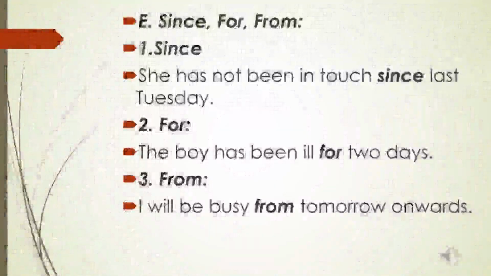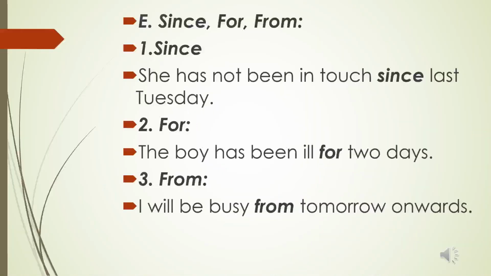We also have prepositions like since, for and from, which are used with reference to time. Since is used for a point of time. She has not been in touch since last Monday. For is used for a period of time. The boy has been ill for 2 days. And from is used for a point of time but can be preceded by a verb in any tense. For example, I will be busy from tomorrow onwards.